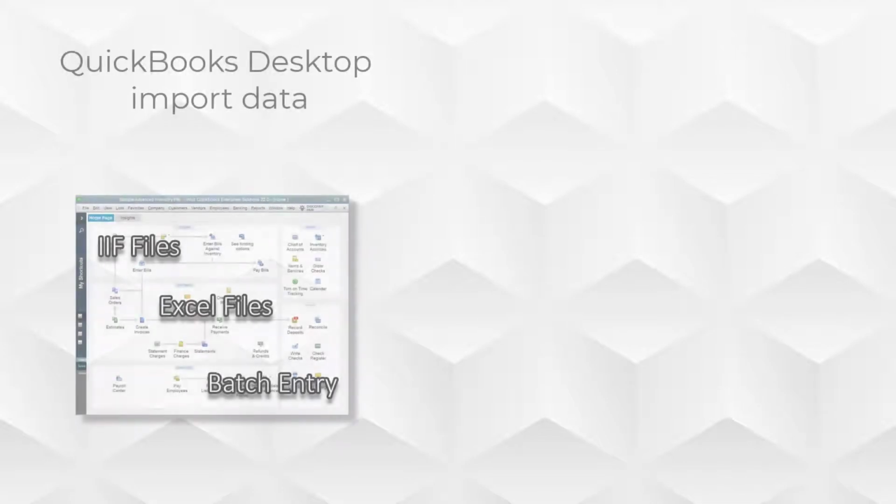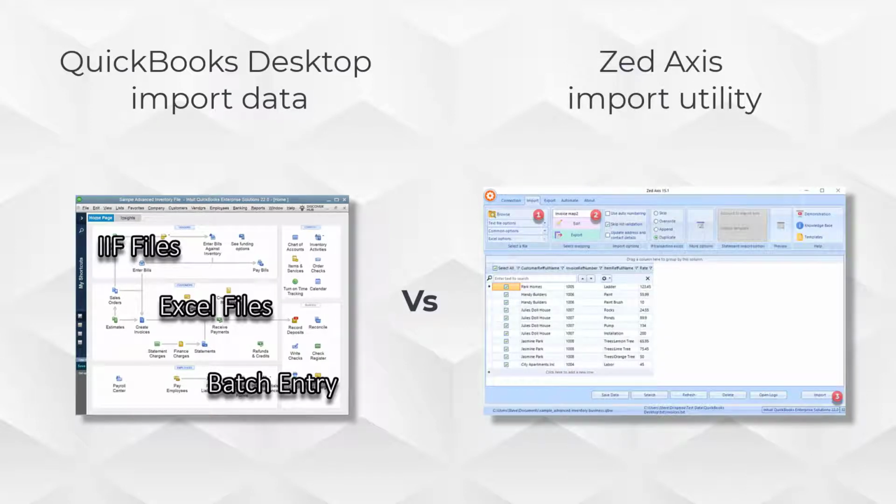So you know you need to import data into QuickBooks Desktop, but you're just wondering what you should use. So in this demonstration, we're going to have a detailed look at the QuickBooks Desktop import data options and compare that with a third-party import utility called Z-axis. In that, we're going to explore the advantages of each method and also the disadvantages, so you get a better idea before you attempt your import what you should use.